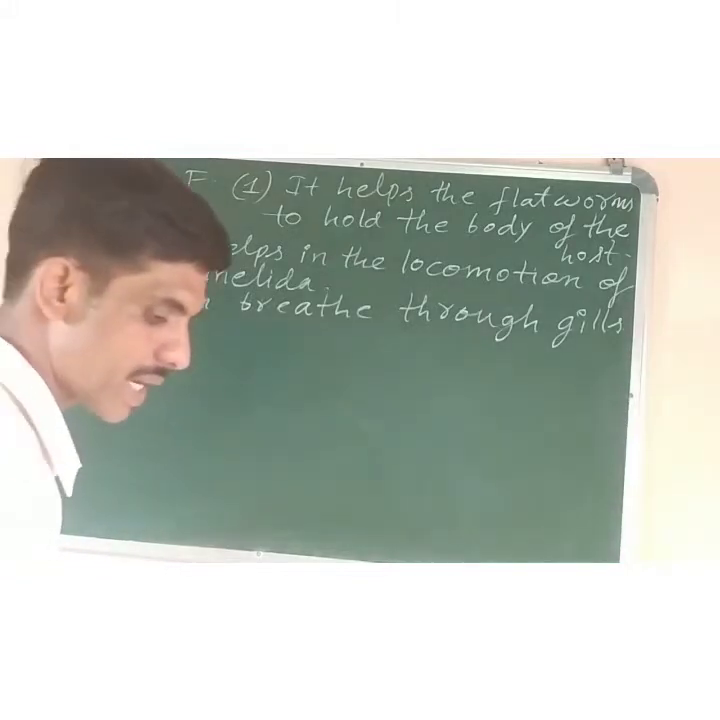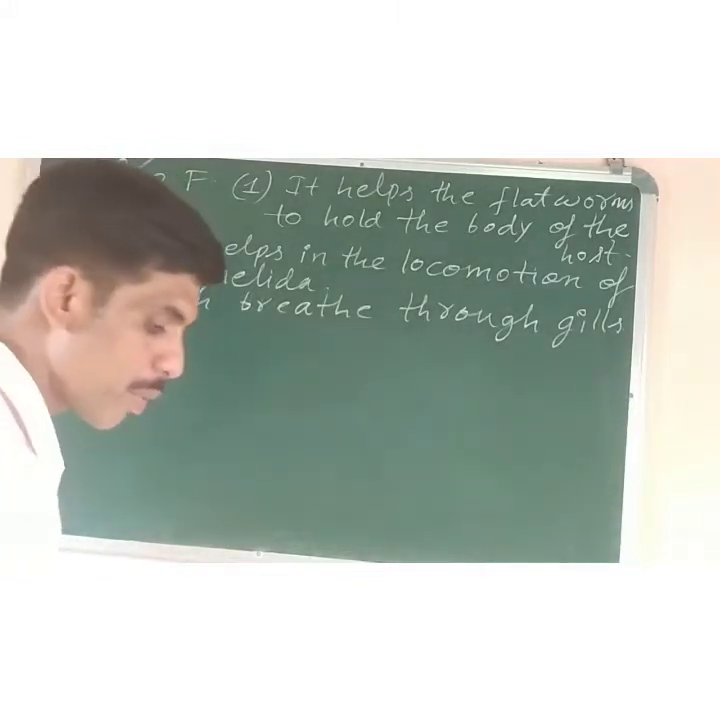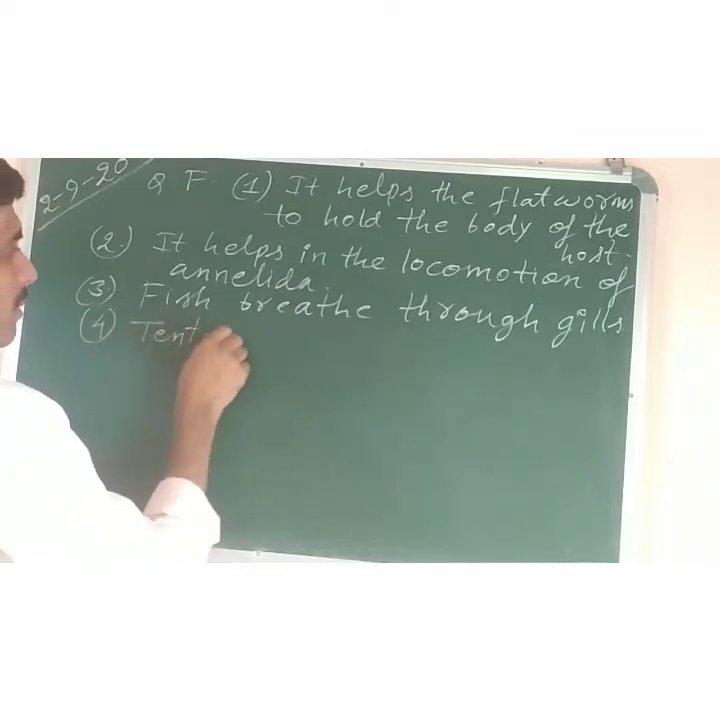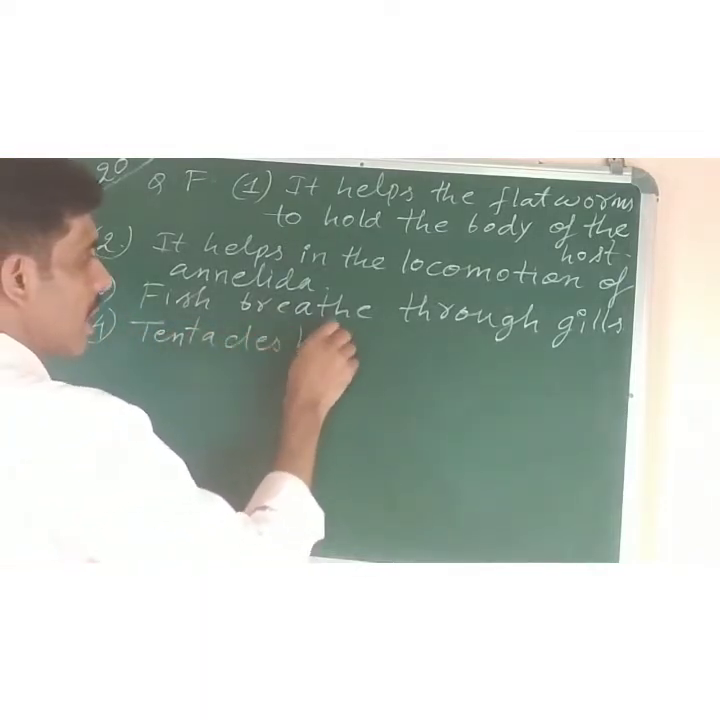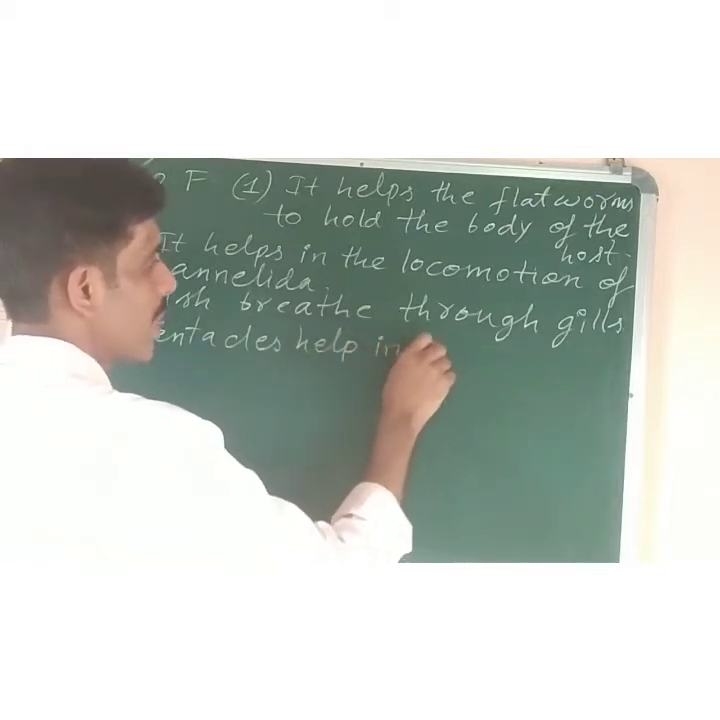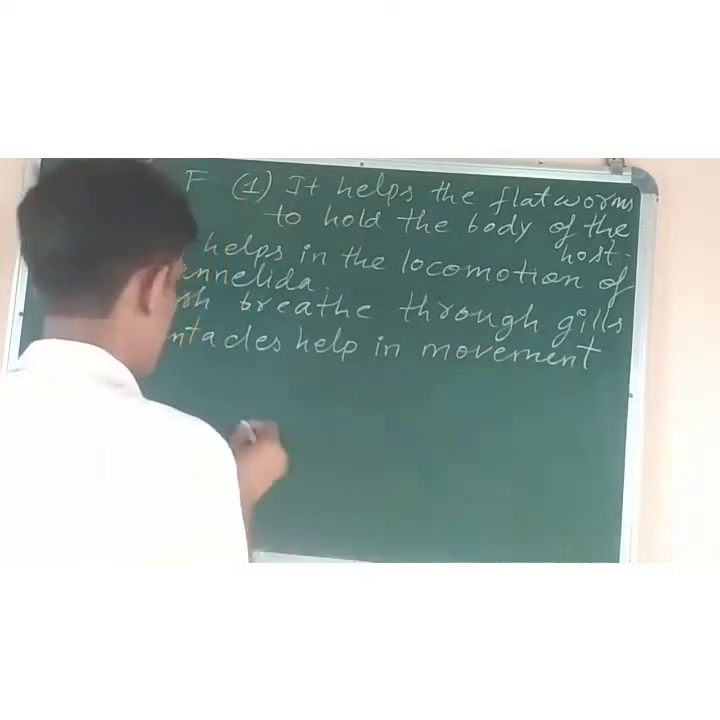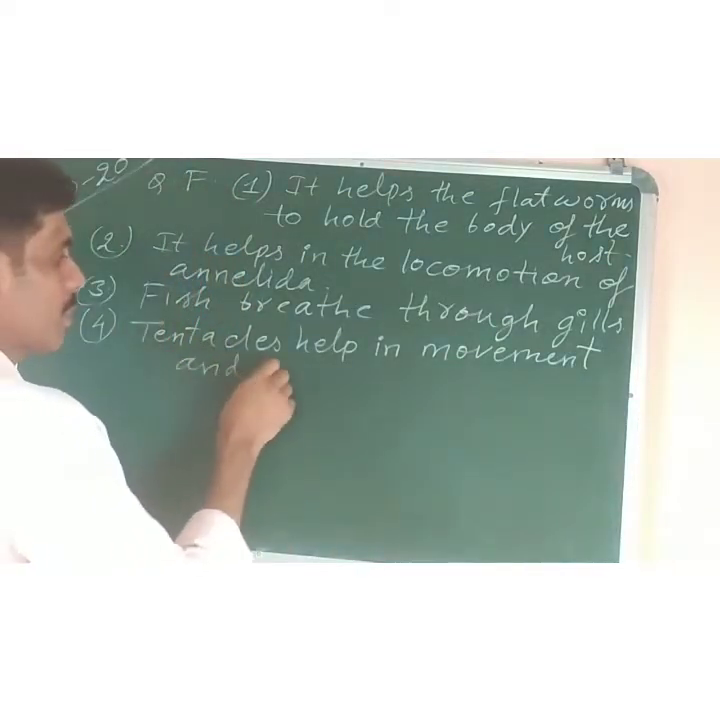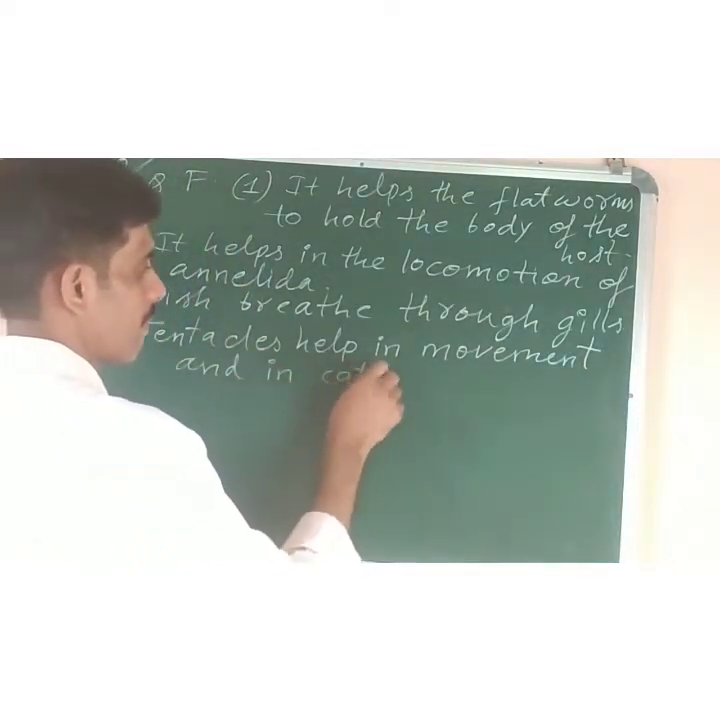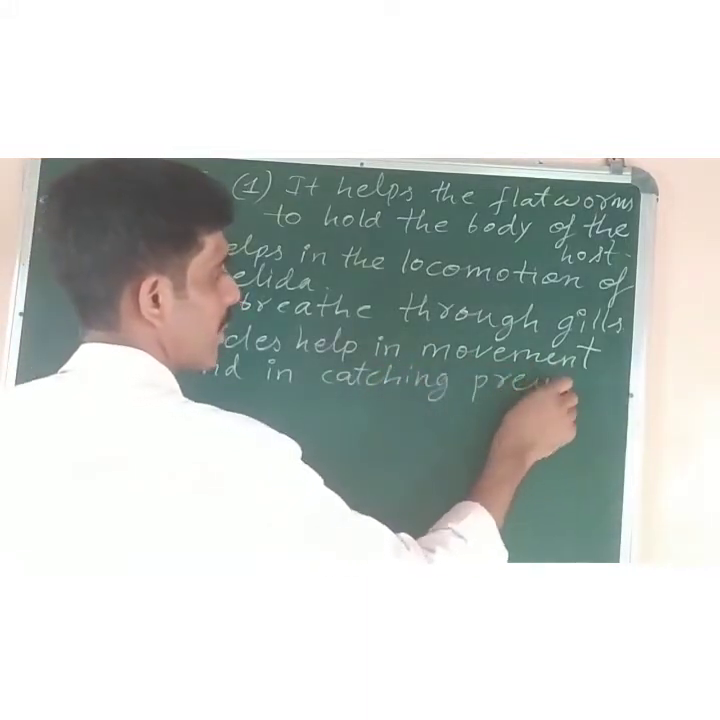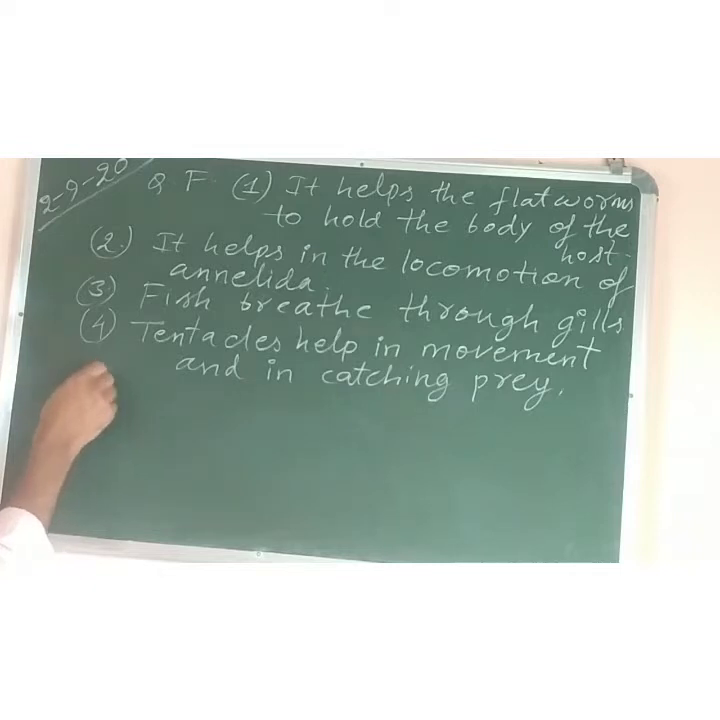Number four is tentacles. Tentacles help in the movement and in catching prey. Prey means the food which they eat.